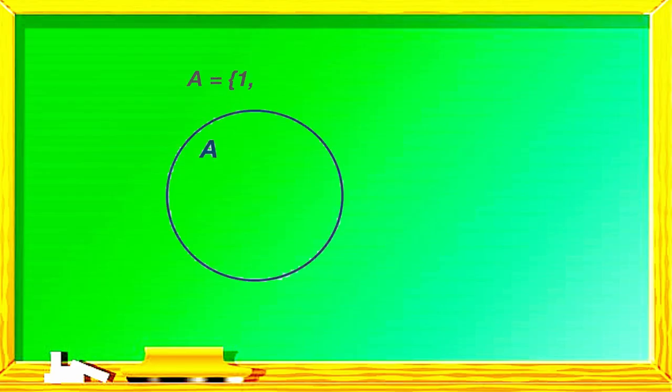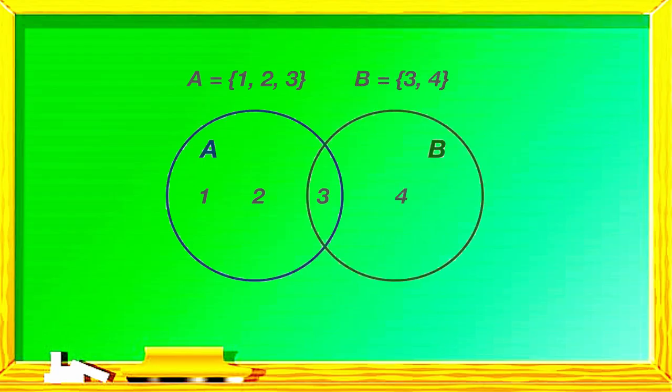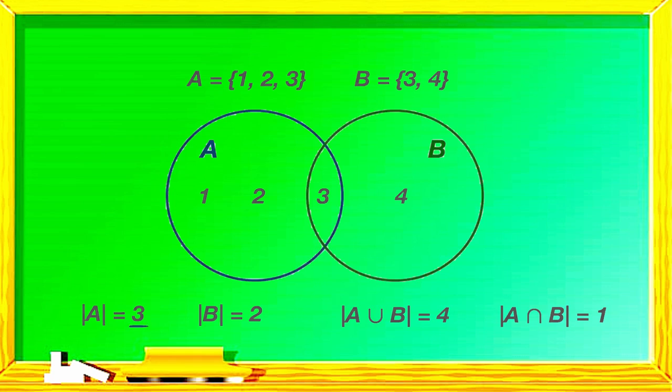Let's look at the cardinality of the union and intersection of two sets, because there's a useful identity. Let A be the set containing 1, 2, and 3, and B be the set containing 3 and 4. We can see that A contains 3 elements and B contains 2 elements, and the union of A and B would contain 1, 2, 3, and 4, and so has a cardinality of 4. The intersection of A and B contains only 3, and so has a cardinality of 1. Now, notice that the 2 on the left added together equals the 2 on the right. This isn't coincidence, but it's always true.